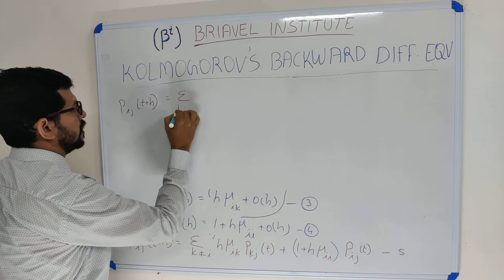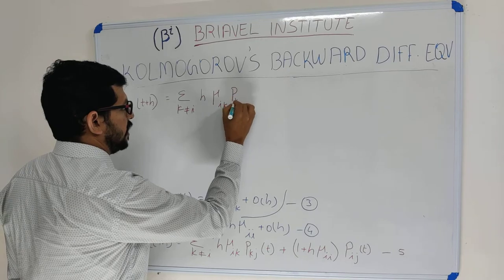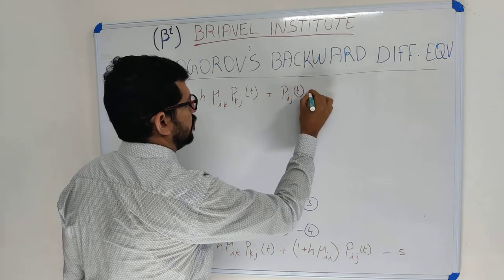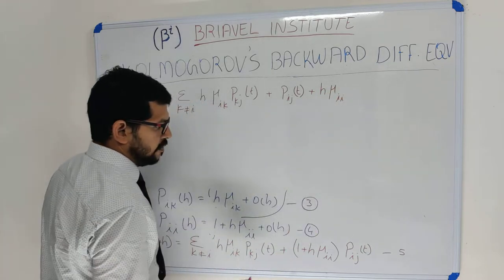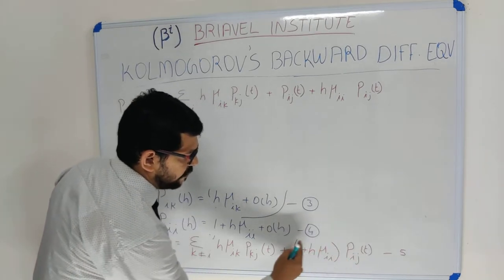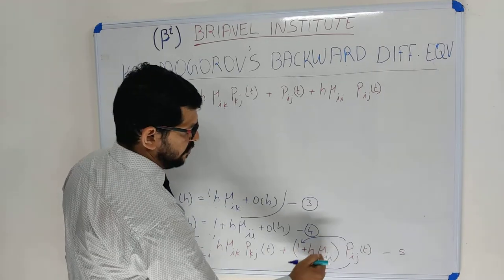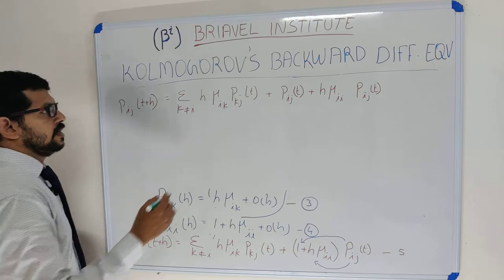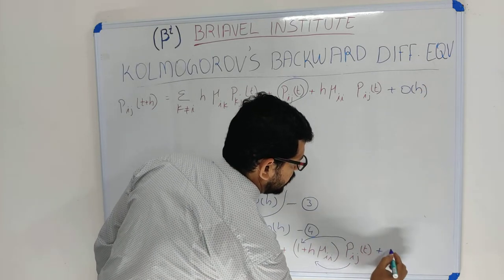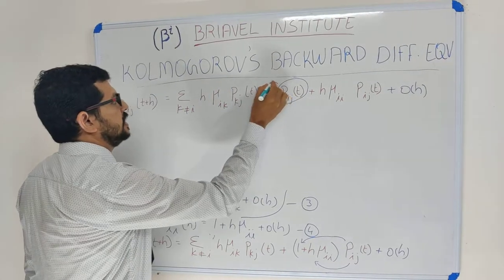P of ij t plus h is equal to sigma k not equal to i, h into mu ik P of kj t plus P of ij t plus h into mu of ii P of ij t. This is our equation. We have multiplied P of ij t by 1, and here it is multiplied, so it is P of ij t plus h into mu ii P of ij t. And we are taking out plus o(h), here also plus o(h) is there. So we are taking this term out to here.